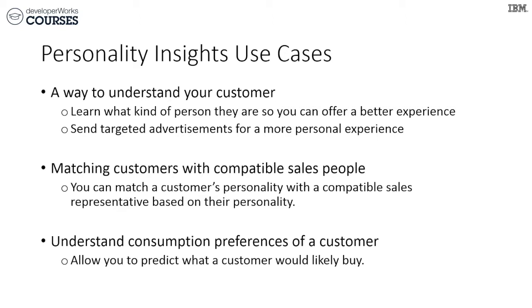Another possibility for finding compatible personalities would be for hiring as well. So if you have a very specific company culture, if everybody's very outgoing, maybe it's in your best interest to hire somebody that's just as outgoing as everybody else in the company. Maybe if you're hiring people into a very outgoing, sales-oriented position, maybe it's better to have somebody that's very extroverted. And lastly, the service allows you to find consumption preferences, as I mentioned before.